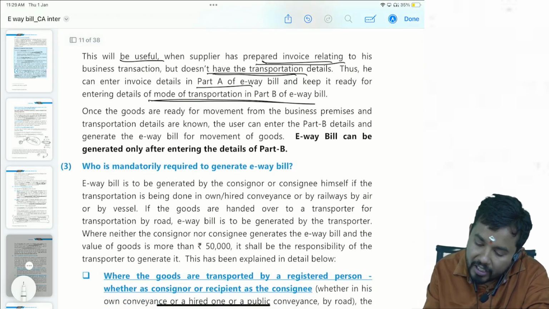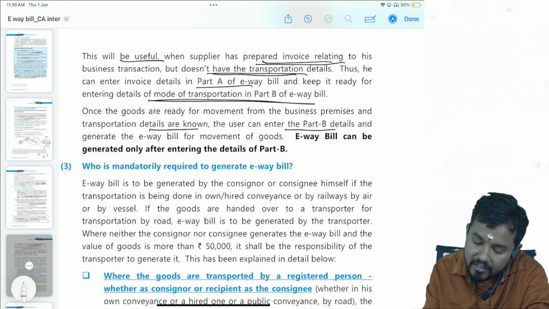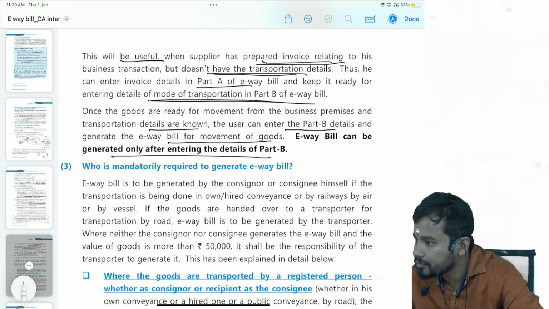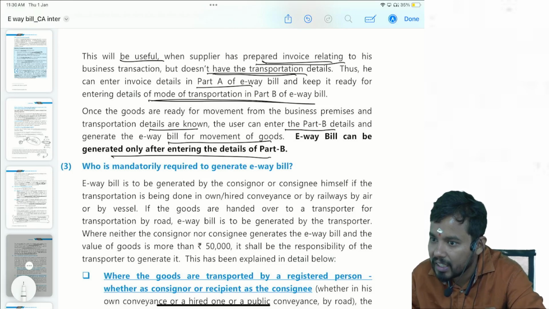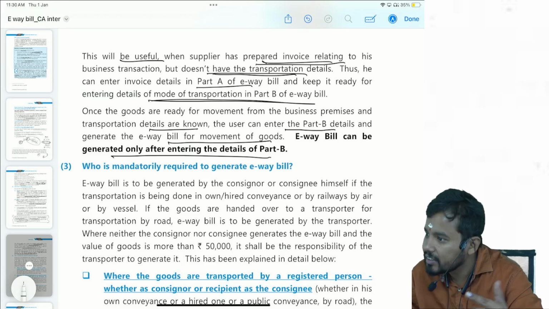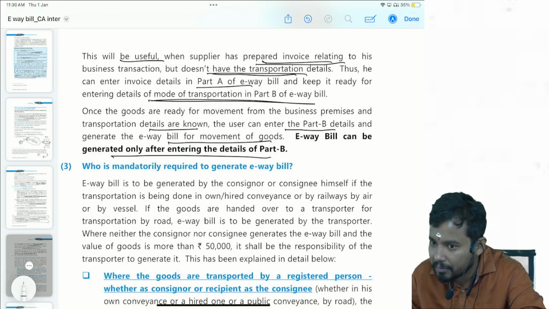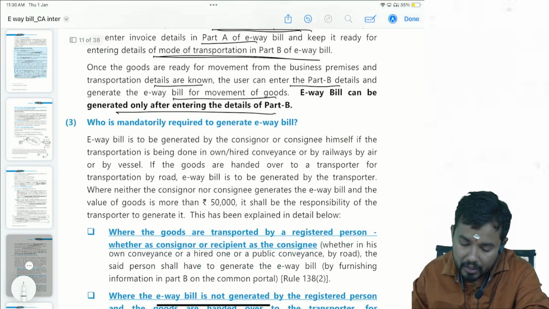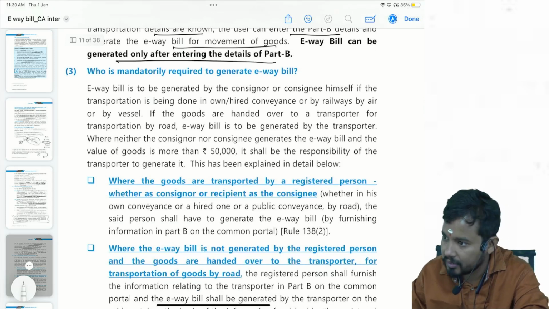Once the goods are ready for movement from the business premises and transportation details are known, then the user can enter the Part B details and generate the e-way bill for movement of goods. E-way bill can be generated only after entering the details of Part B. Are you able to understand? So Part A details I will fill and keep ready. The moment I come to know the transportation vehicle details and all, I will enter the details in Part B and generate the e-way bill, which will be valid for causing the movement. Right?